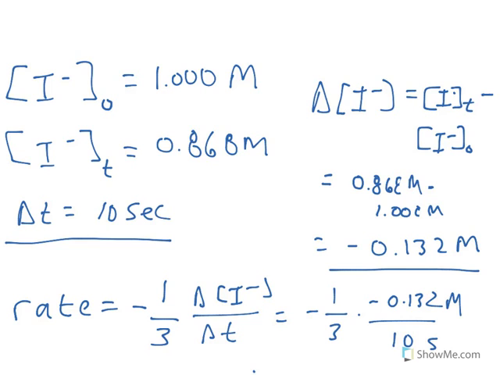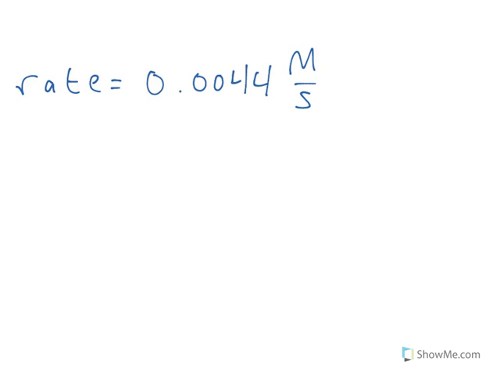I get negative, oh, sorry, the negatives cancel. So plugging all that in, I get a rate of 0.0044 molar per second. All right. So that is how you would calculate the rate for any chemical reaction given those numbers. All right.